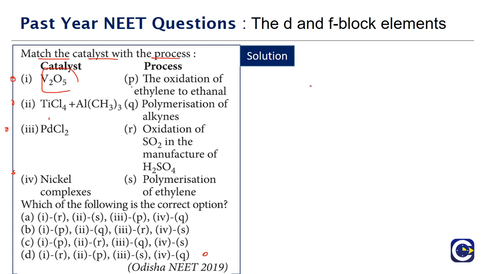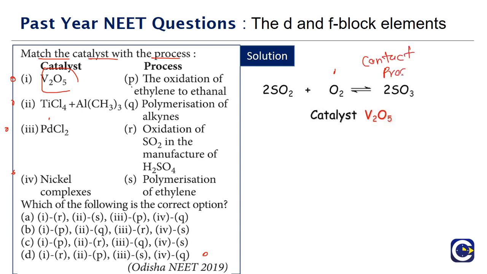V2O5 is a very popular catalyst that is used in the contact process. So where is it used? In the contact process for the manufacture of sulfuric acid. The SO2 is oxidized to SO3 in the presence of V2O5 as catalyst, and finally we will be able to manufacture H2SO4 from that. Means the catalyst 1 is matched to R. R is what? Oxidation of SO2 in the manufacture of H2SO4.